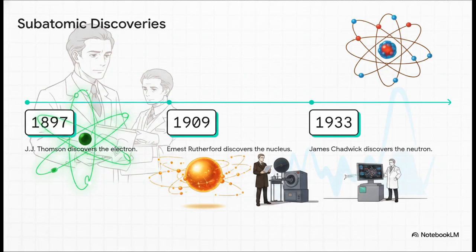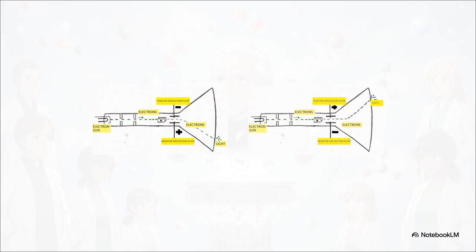The late 19th and early 20th centuries were pretty brutal for Dalton's first rule. Over just a few short decades, scientists systematically smashed his idea of a solid, unbreakable atomic sphere. In 1897, J.J. Thomson found the electron. In 1909, Ernest Rutherford found the nucleus, and in 1933, James Chadwick completed the puzzle by discovering the neutron. The indivisible atom had officially been divided. Let's talk about how Thomson actually pulled this off.